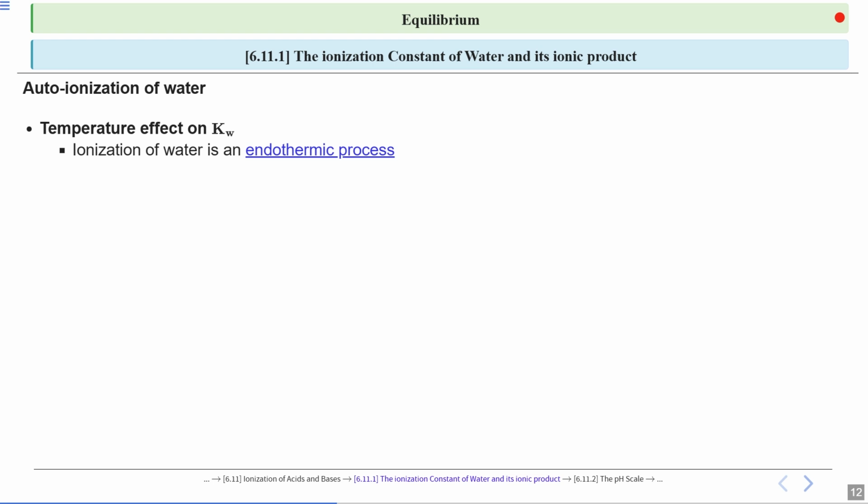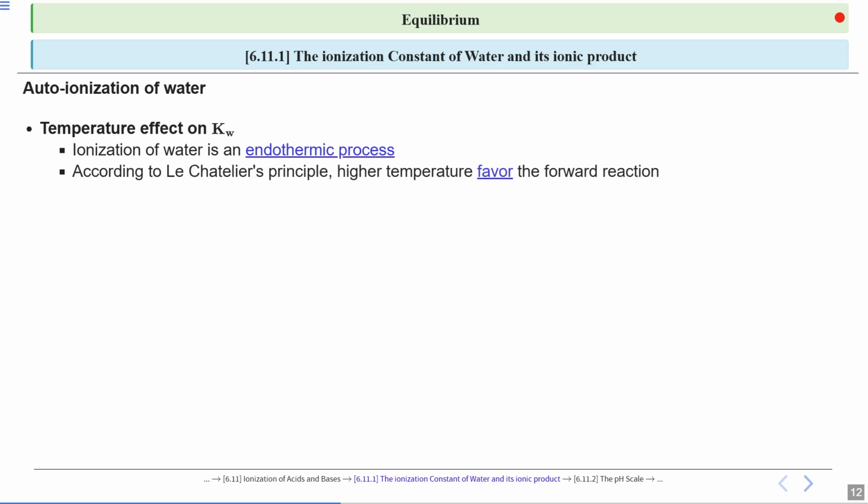First thing you should know is that ionization of water is an endothermic process. So you need to break your water molecule into ions. For that you need energy. Therefore, it is an endothermic process. According to Le Chatelier's principle, if you supply energy, the system will restore equilibrium by consuming this energy. And you know very well that the reaction can only consume this extra energy if it moves in the forward direction, as it is an endothermic process.